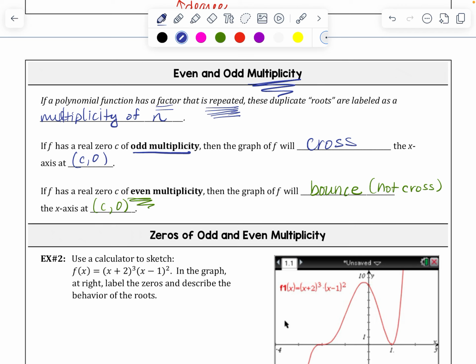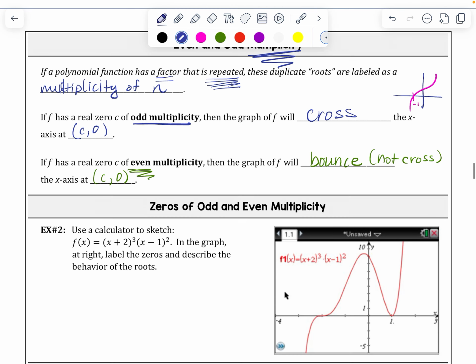So the way that this looks is, let's say, for example, our graph looks like this, and this value was -1. This would have an odd multiplicity at -1 because it goes through it or it crosses it. Whereas here, when we have an even multiplicity, let's say here's my graph. If my graph looked something like this, at x equals -1, I can see that it touches it and then bounces off of it, which tells me that there's an even multiplicity there.